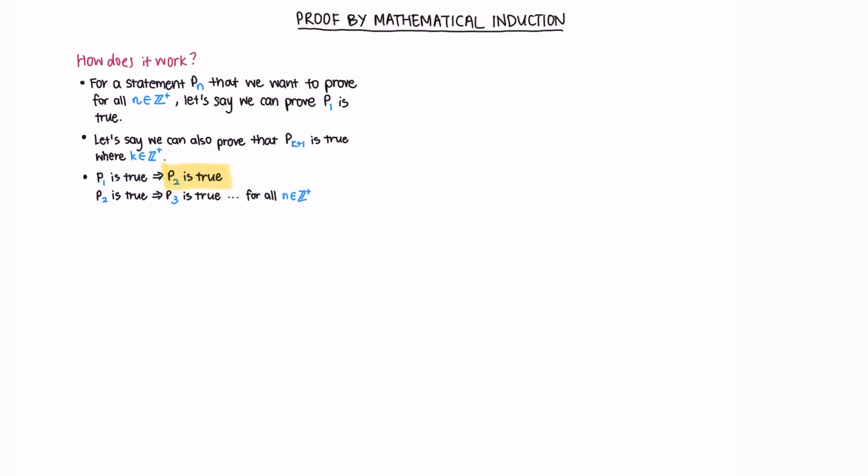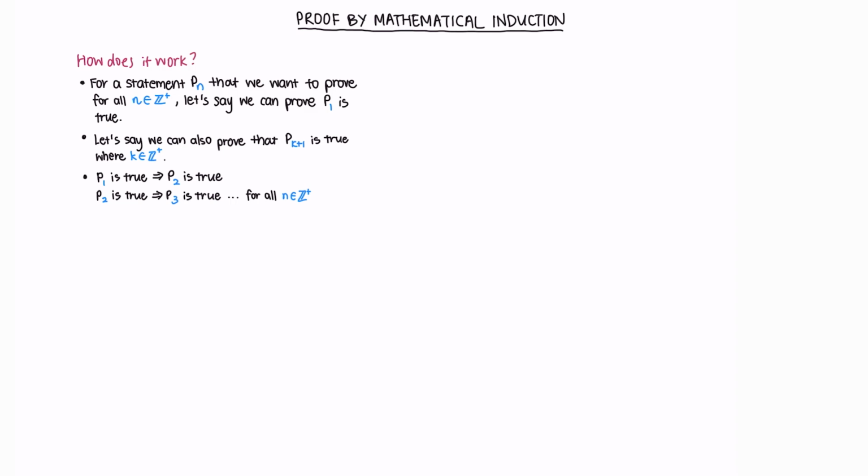So if I can prove that Pk+1 is true, then if P1 is true, this means that P1+1, or P2, is true. And again, if P2 is true, then P3 is true. If P3 is true, P4 is true. It goes on for all positive integers. In this way, it's like a chain reaction or domino effect, where proving one case is true proves all the cases.